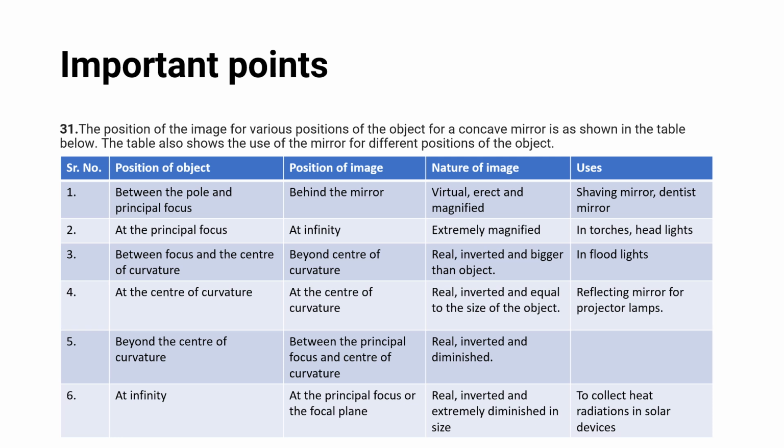If the position of the object is beyond the center of curvature, the position of the image will be between the principal focus and the center of curvature, and it will be real, inverted and diminished. If the position of the object is at infinity, then the position of the image will be at the principal focus or the focal plane. The nature of the image will be real, inverted and extremely diminished in size. The uses will be to collect heat radiation in solar devices.